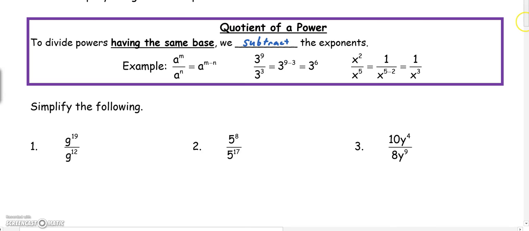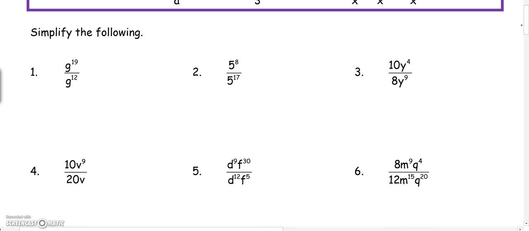Number 1, we have g to the 19th over g to the 12th. 19 is the bigger number, so that means our variable is going to end up in the numerator. So we just have g to the 19 minus 12. There's nothing in the bottom. If you want, you can put a 1 on the bottom to show what happened. And our final answer is just going to be g to the 7th.